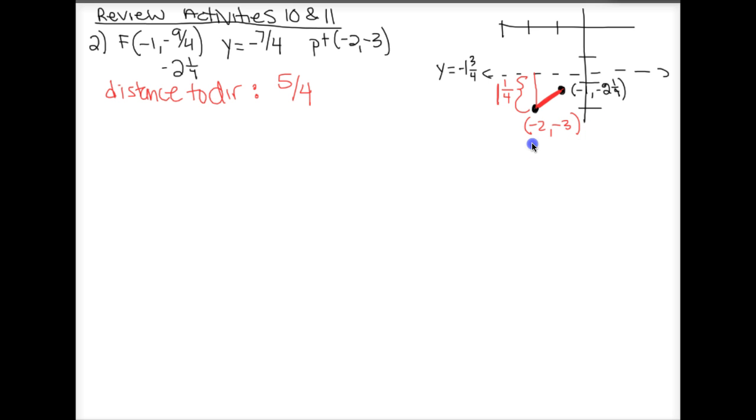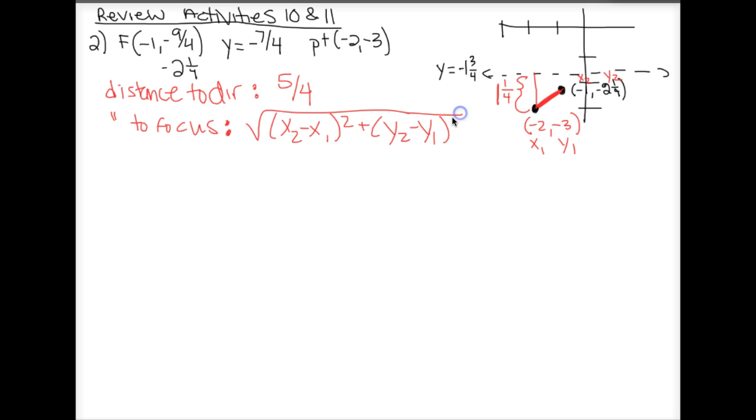So remember, we label our first point x1, y1. We label our second point x2, y2. Again, I don't care if you write it as a mixed fraction in between. As long as your final answer is in simplest form, that's no big deal. So distance to the focus. The distance formula, remember we put a big star by it in the margin where it was in the math tip in section 10.1. It's the square root of x2 minus x1 squared plus y2 minus y1 quantity squared.